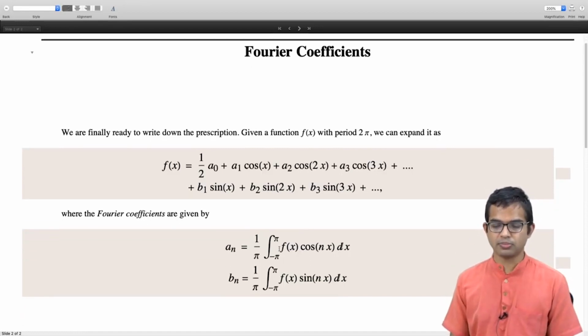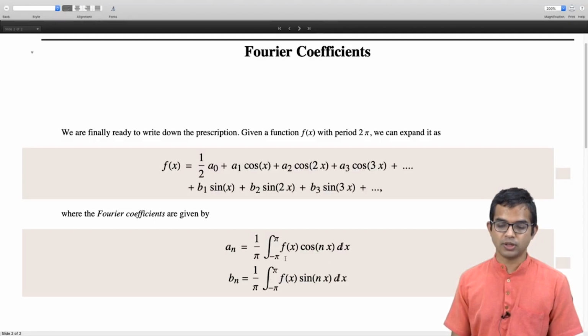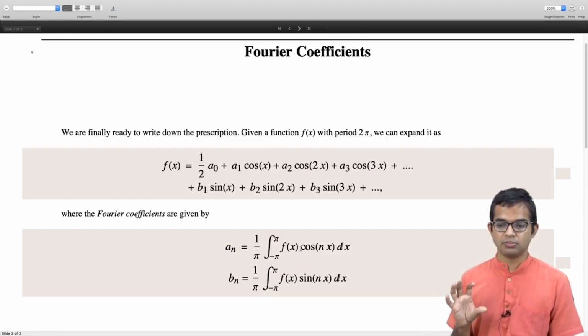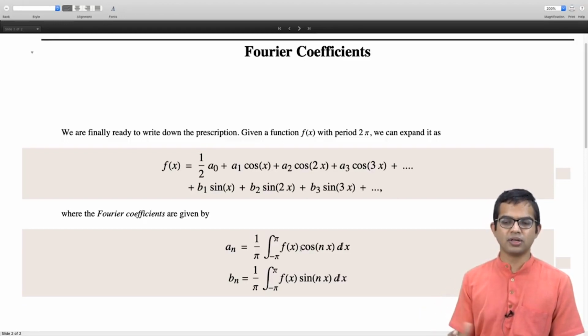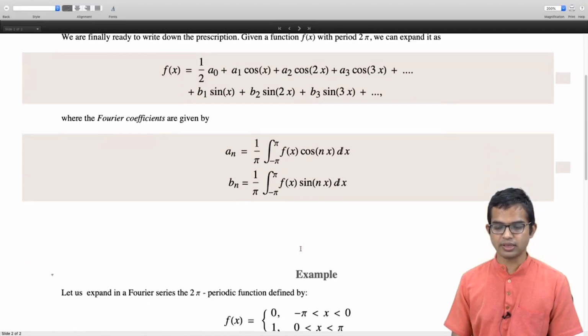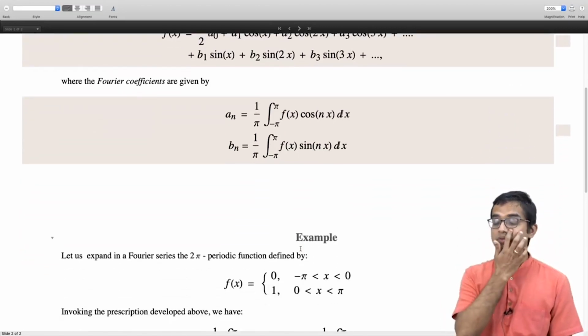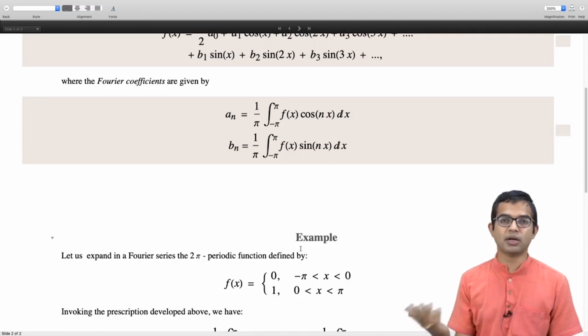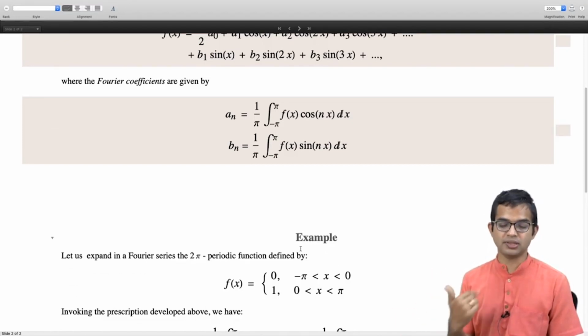So the prescription is simply this. You have to do 1 over pi, integral from minus pi to pi of f of x times cosine of nx dx for a_n, and b_n is 1 over pi, integral from minus pi to pi of f of x sine of nx dx. This is the prescription. If you are interested in just the operational aspect of it, this is what you have to keep in your head. So you're given some function f of x like in the following example. Suppose f of x is 0 from minus pi to 0, and it's 1 from 0 to pi, and it repeats.